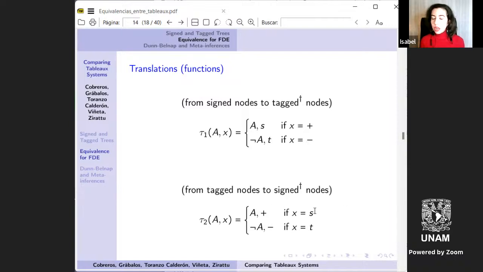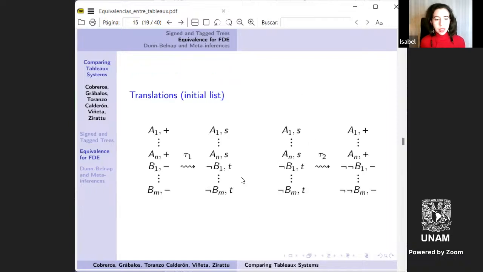And the same in the other direction. If we were translating from tag trees to sine trees, we would get the A plus anytime we have this, just as it is. But when we do have a T, we'll have not A minus. So that would be our dual translation. So we would use our translation tau 1 or 2. In this case, we're going to stick to 1 because we're working with FD.